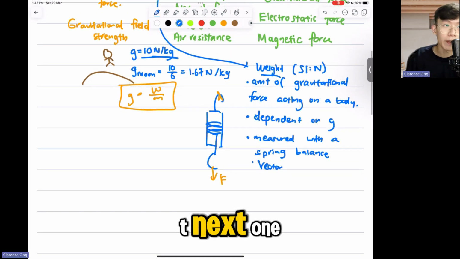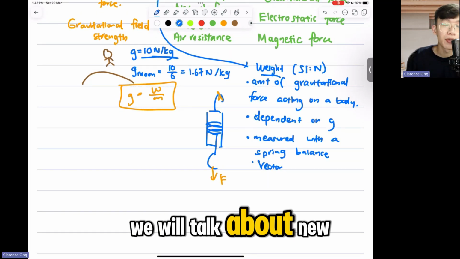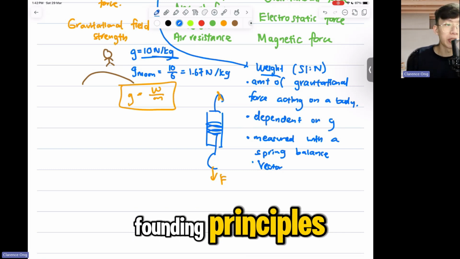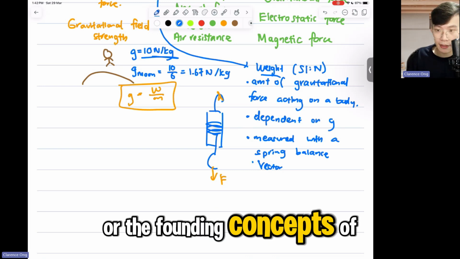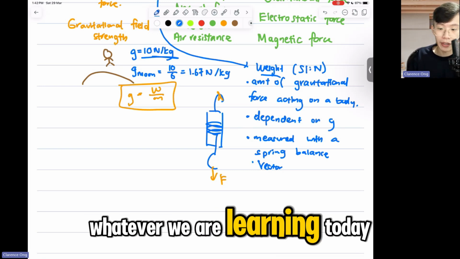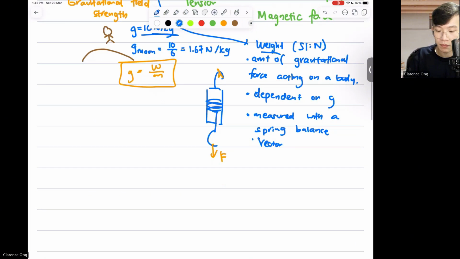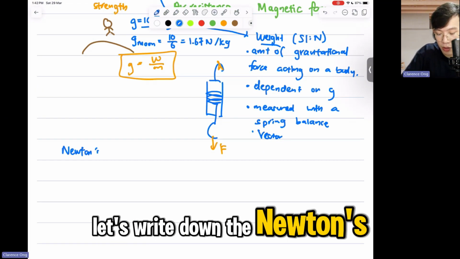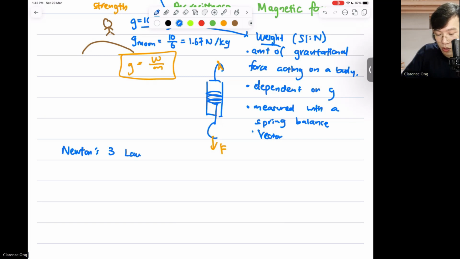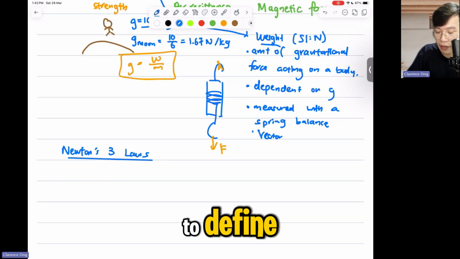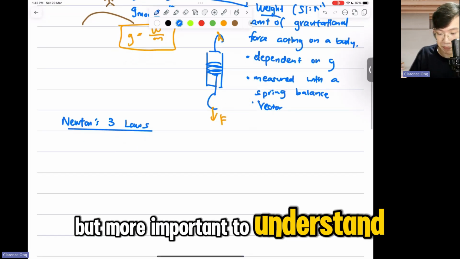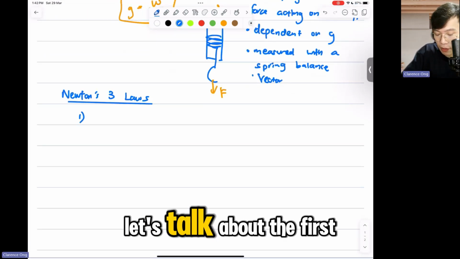Okay, next one, we will talk about Newton's three laws. These three laws are the founding principles, or the founding concepts, of whatever we are learning today. Let's write down Newton's three laws. For some laws, it's important to define, whereas for others, it's not that important to define, but more important to understand. Let's talk about the first law first.